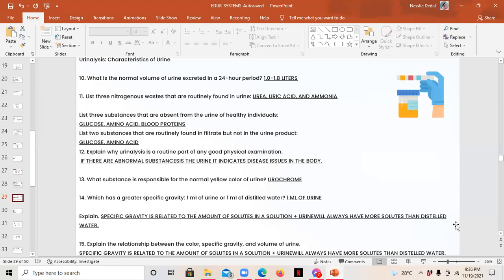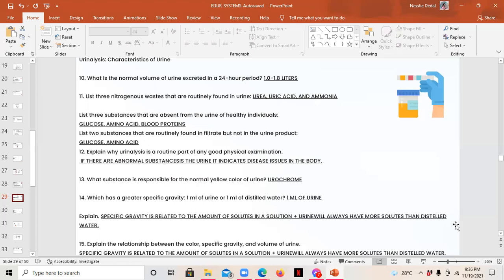Number 13. What substance is responsible for the normal yellow color of urine? Urochrome. Number 14. Which has a greater specific gravity, 1 ml of urine or 1 ml of distilled water? The answer is 1 ml of urine. Specific gravity is related to the amount of solutes in solution. Urine will always have more solutes than distilled water.